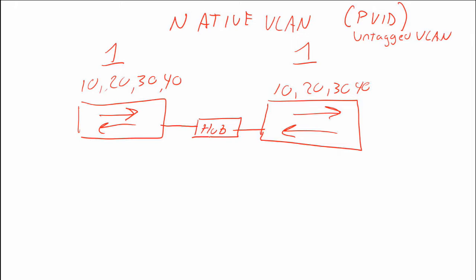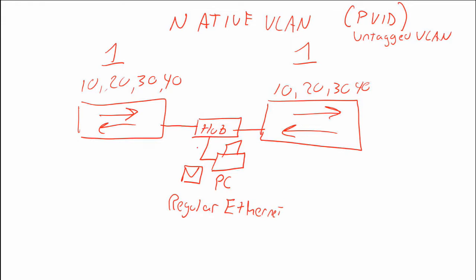And what happens if that same guy or gal was to add a PC here? Well, the PC doesn't know anything about tagging, so he just sends regular old Ethernet frames. I'm going to say regular Ethernet onto the network. And what does the hub do with those regular Ethernet frames? Well, anything that comes in one port gets blasted out all the other ports.